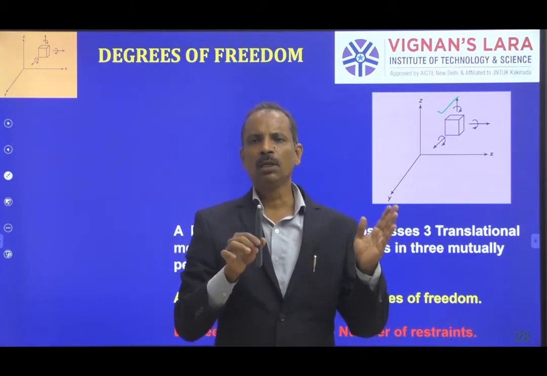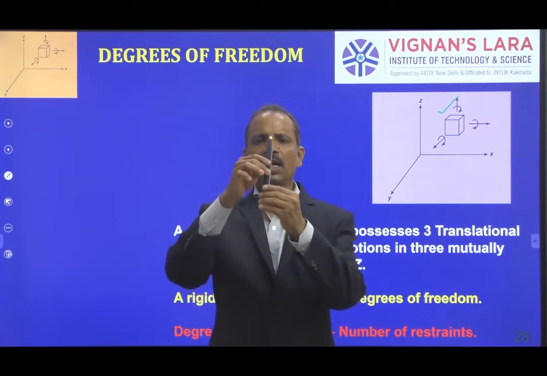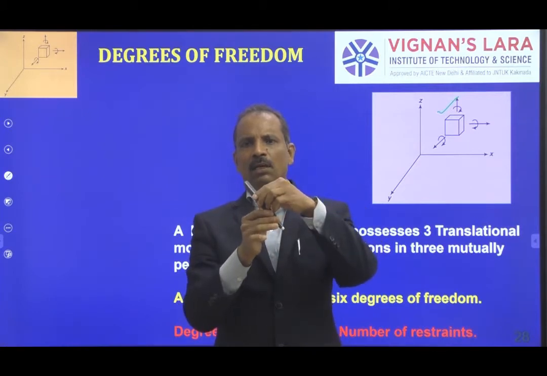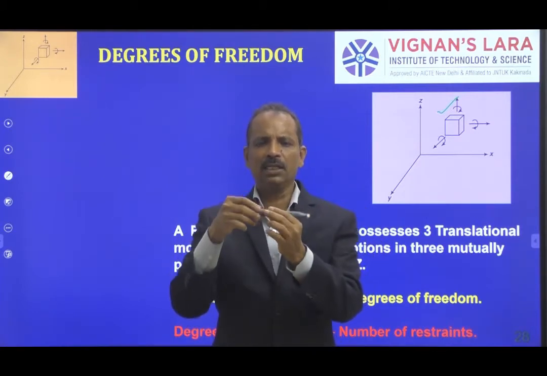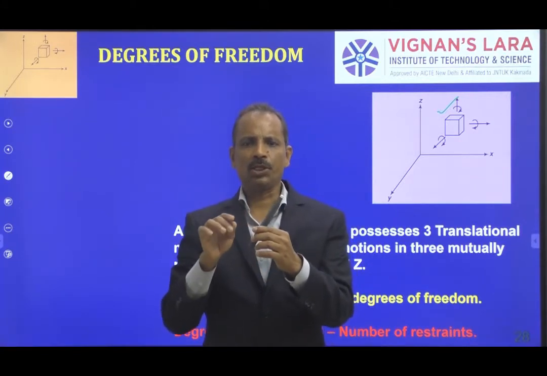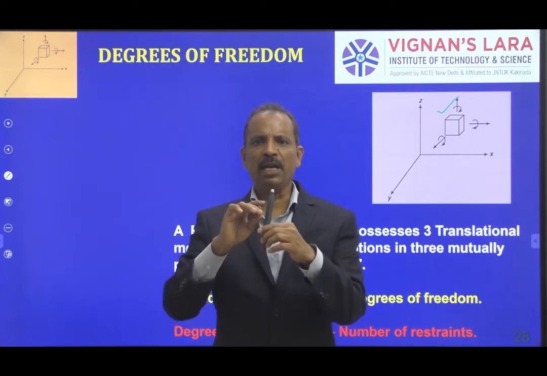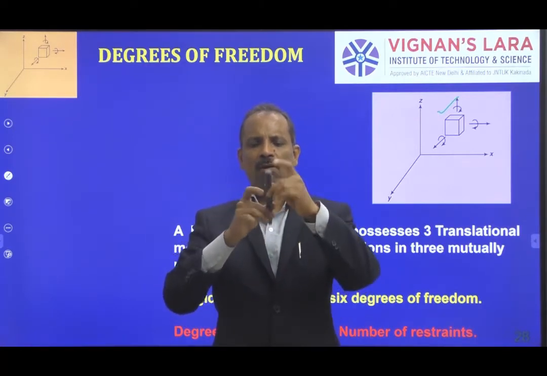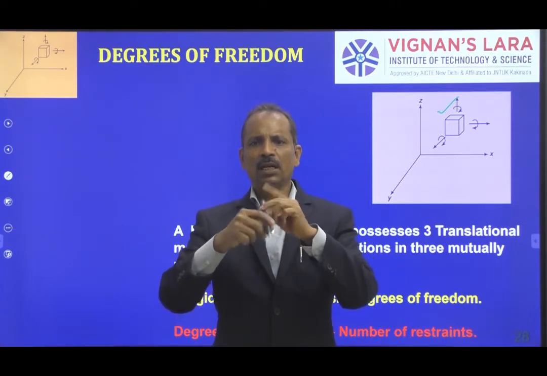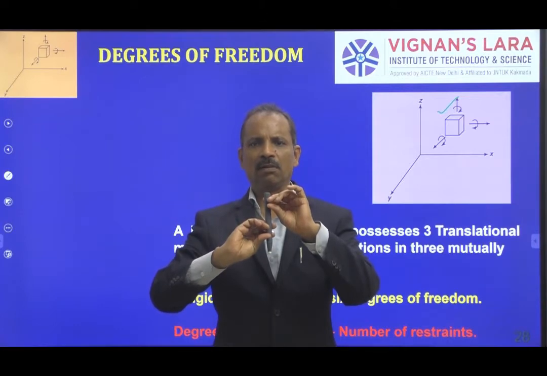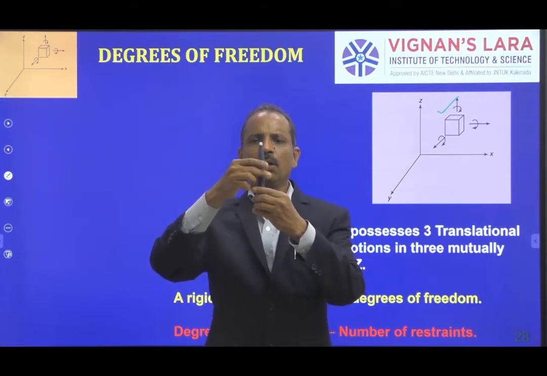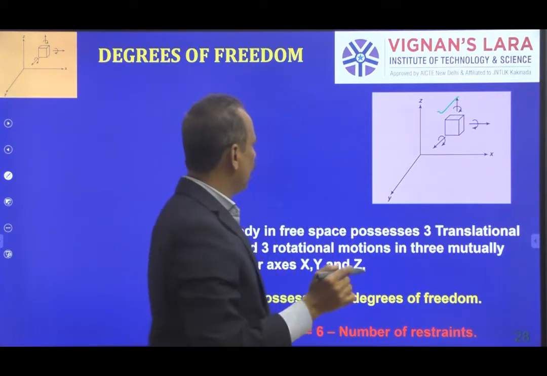Then coming to the rotation, it can rotate like this, or it can rotate like this, either clockwise or anti-clockwise. This is one rotation, and at the same time it can also revolve like this, either clockwise or anti-clockwise. This is another one. And at the same time it can rotate like this. So there are 3 rotational and 3 translational motions.